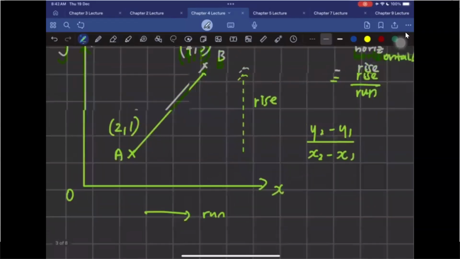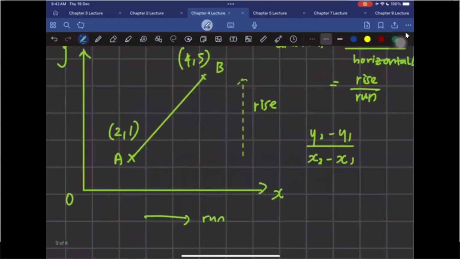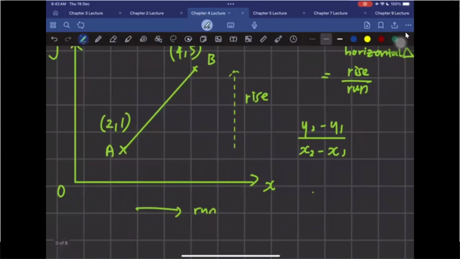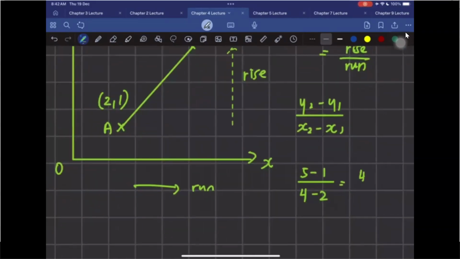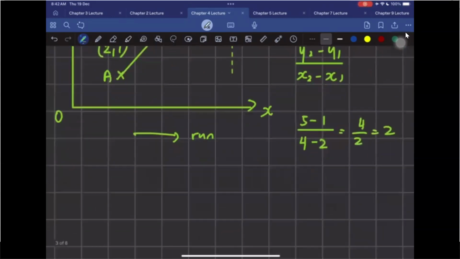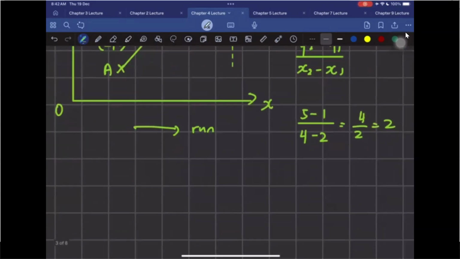Now that you know the formula, to calculate the gradient of AB, you just apply this formula. In this case, your y2 will be 5, y1 will be 1, over x2 will be 4, x1 will be 2. So you will get 4 over 2, which equals 2. In a case where you swap the y2 and y1, so instead of 5 minus 1, you put 1 minus 5 over 2 minus 4, you still get the same answer. You will get minus 4 over minus 2, which gives you 2 as well.